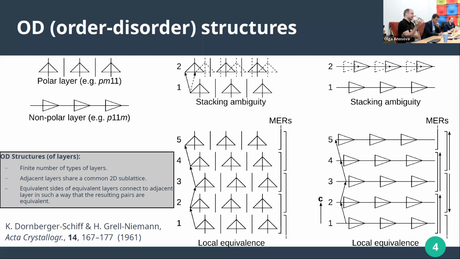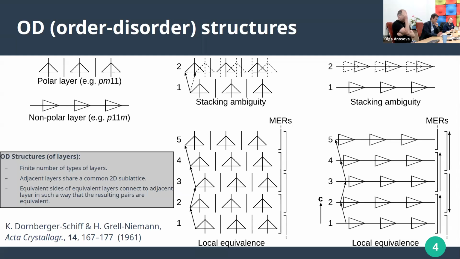And the idea is very simple. You have a structure that is composed of layers, also rods, but I will not talk about rods today. And you have two kinds of those. You have non-polar ones, which are the same on both sides, with a symmetry relating both sides of the layer. And you have polar ones.